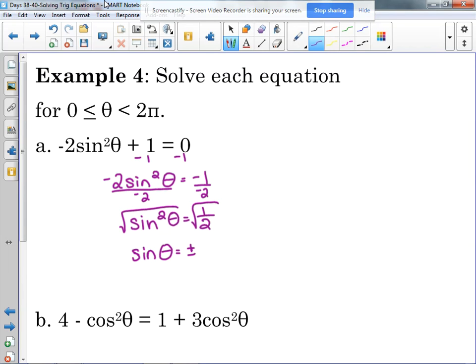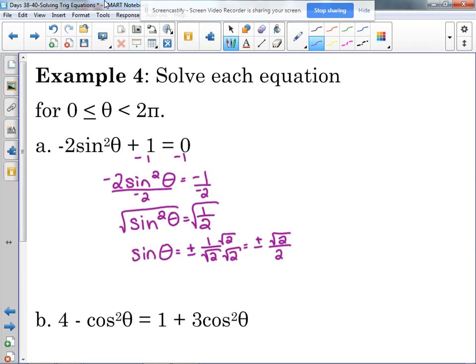When you take the square root of a fraction, you square root the numerator. The square root of 1 is 1. You take the square root of the denominator. 2 is not a perfect square, so it's the square root of 2. Well, we don't leave square roots in the denominator, so we need to rationalize. So this is sine of theta is equal to plus or minus square root of 2 over 2.